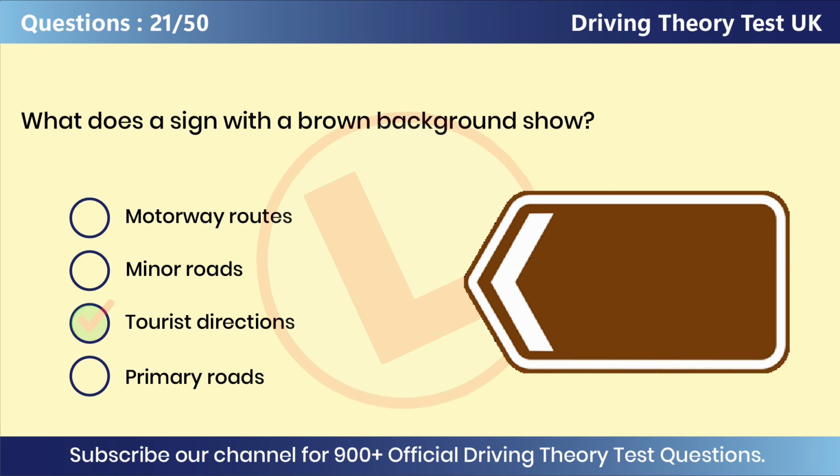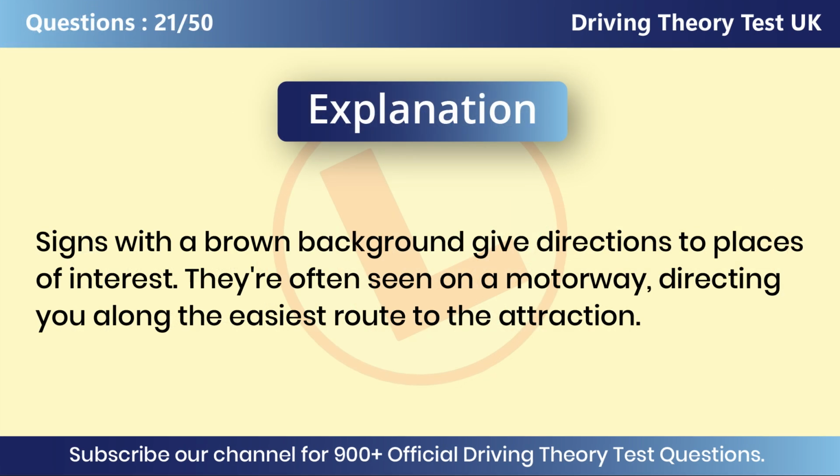C. Tourist directions. Signs with a brown background give directions to places of interest. They're often seen on a motorway, directing you along the easiest route to the attraction.